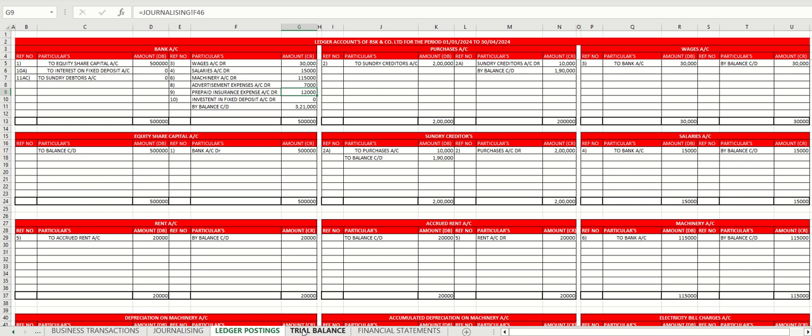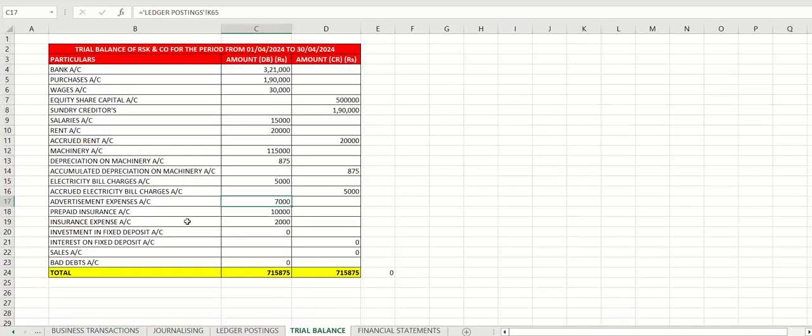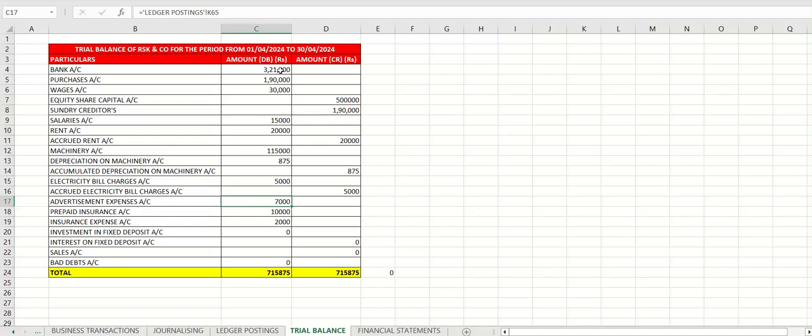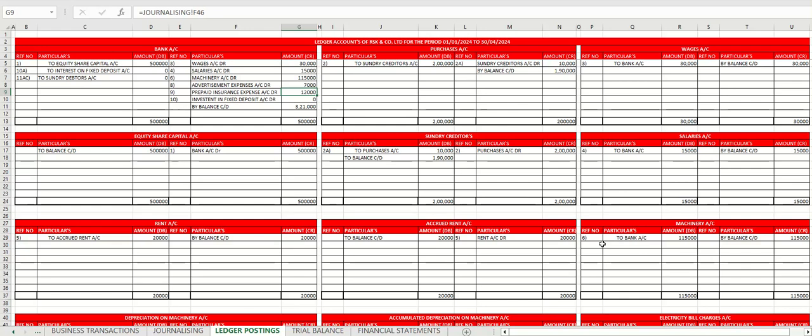Now in the trial balance, this bank account, what is the balance in bank account? 3,21,000. We are showing 3,21,000, and even we have expensed this insurance for the current month. So due to that reason, we have adjusted our prepaid insurance to the extent of the expense pertaining to the current month. Okay, got it.